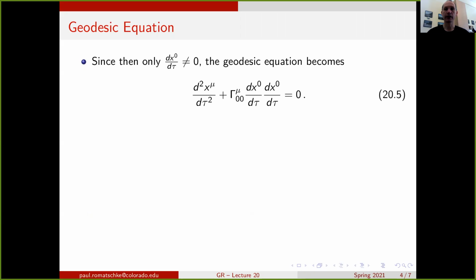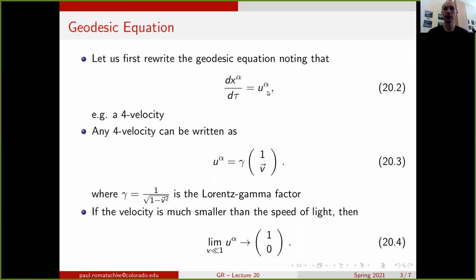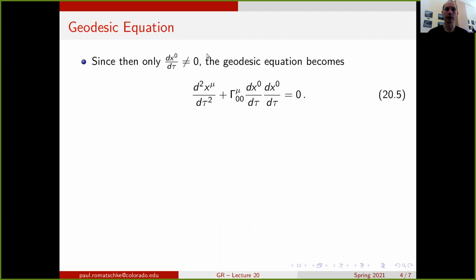This means that since u^α is the derivative of the coordinates with respect to proper time, if u^α only has a non-vanishing component in the 0 direction, this means that also dx^0/dτ is the only non-vanishing derivative. So that means that this contraction between the Christoffel symbols and the derivatives of the coordinates only gets entries where α and β are equal to 0, because for the other ones, dx^α/dτ is just vanishing.